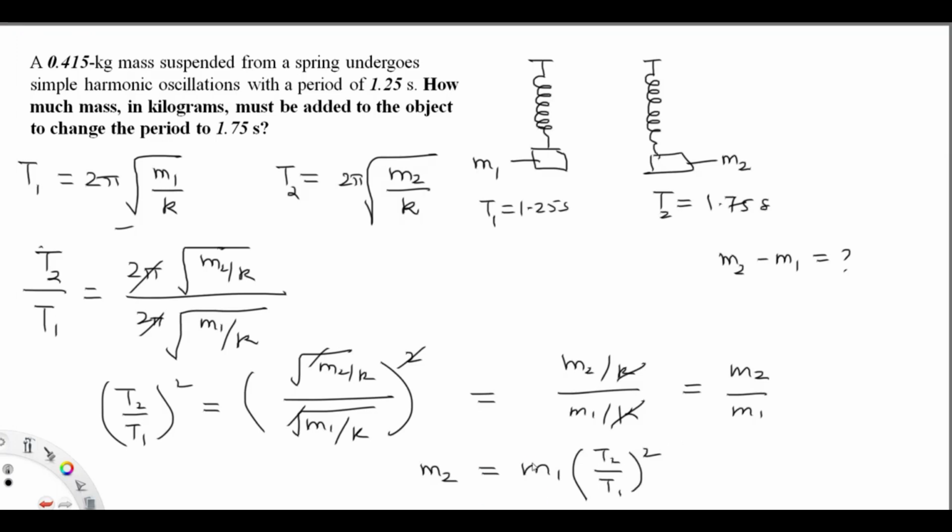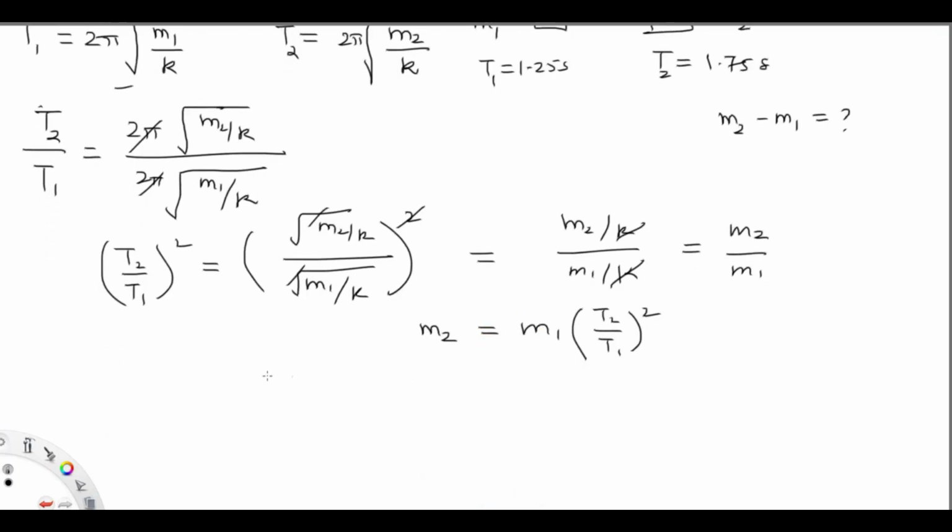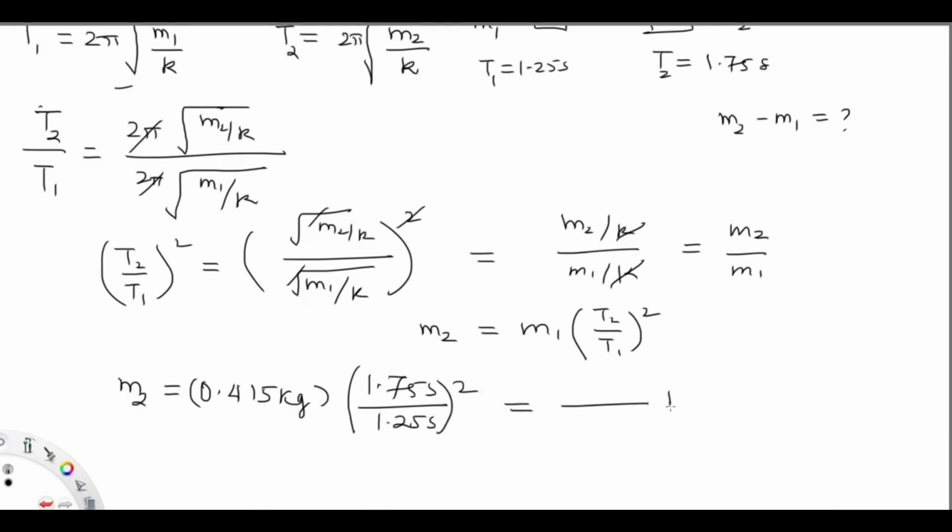Okay, and then you can substitute the given values. So m1 is 0.415 kilogram, and then T2 is 1.75 second, and T1 is 1.25 second, squared, so that will give you m2 in kilogram. And then to find the additional mass, which is delta m, the mass you need to add to change the time period to 1.75 seconds, that would be m2 minus m1. Okay.